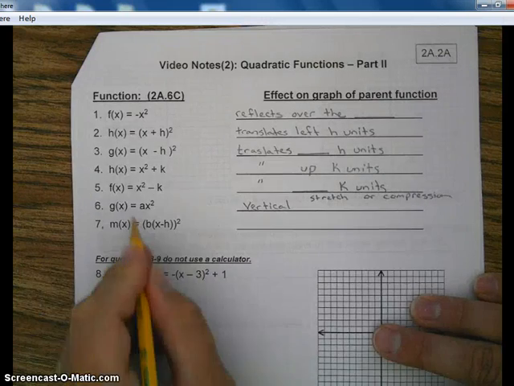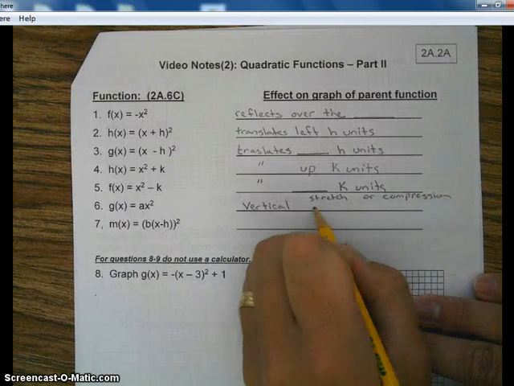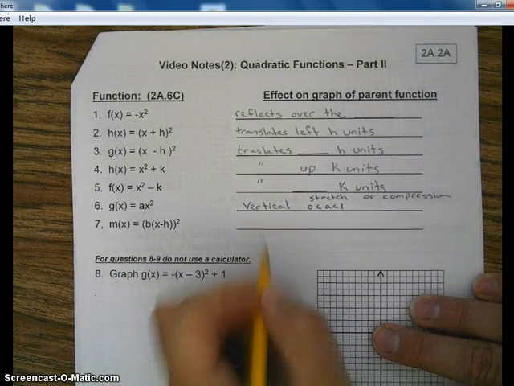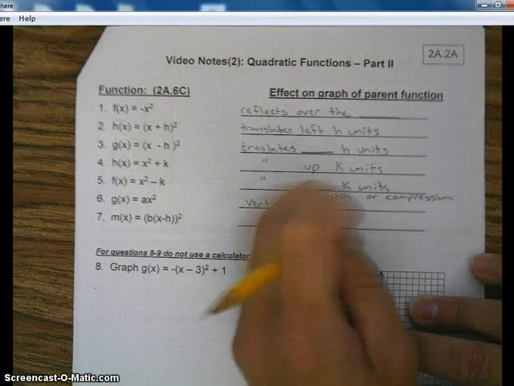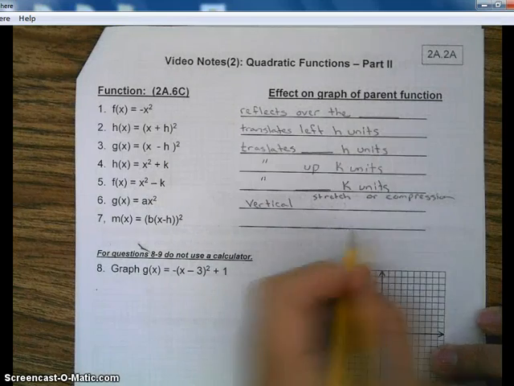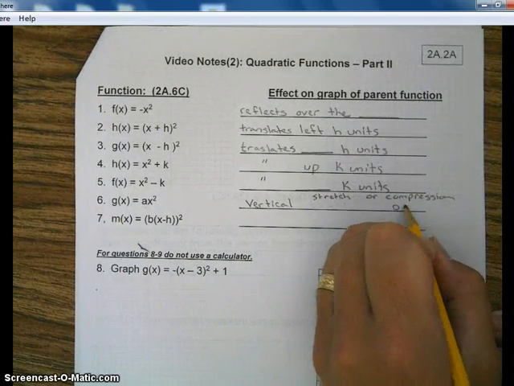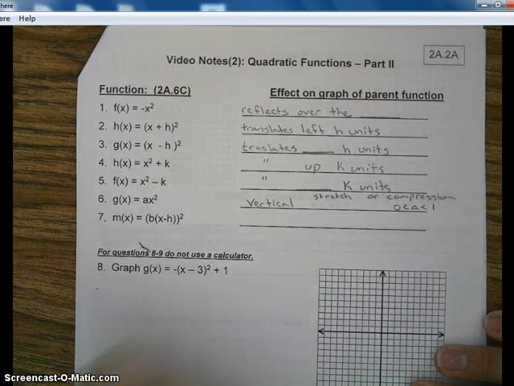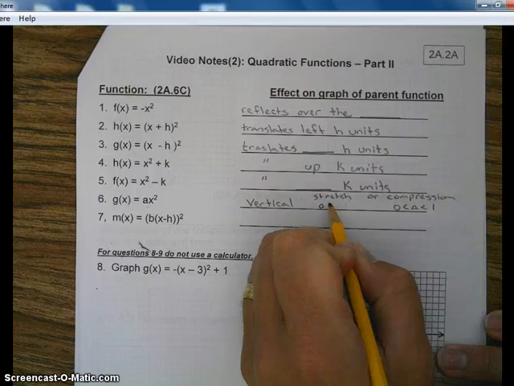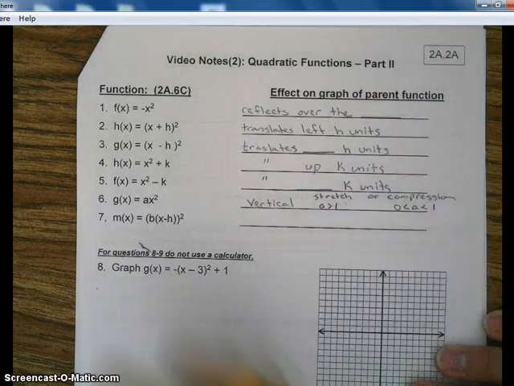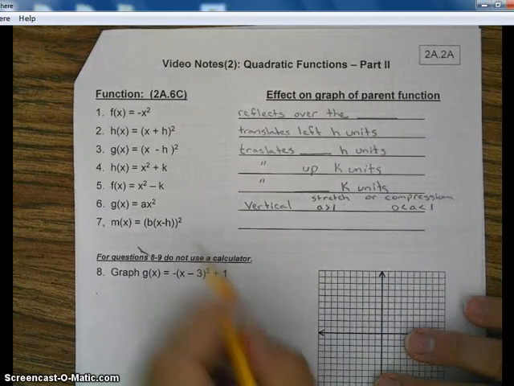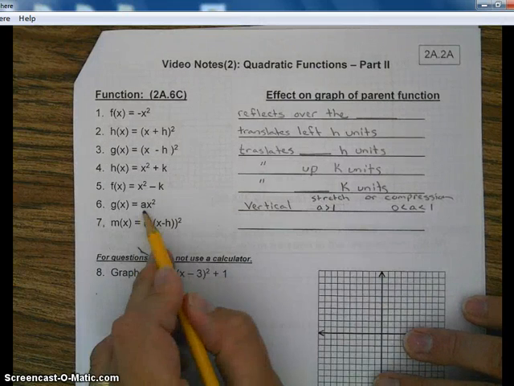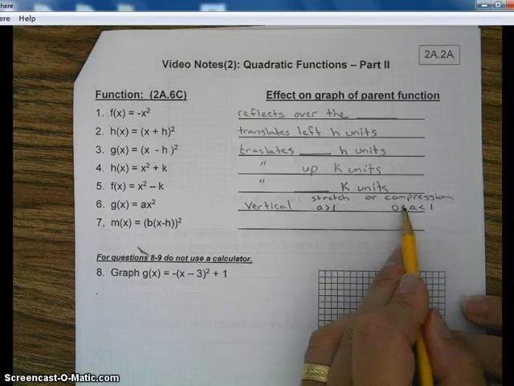And the rule is, if A is somewhere between 0 and 1, I did that wrong. Got that backwards. Pretend I didn't say that. That's over here. If A is between 0 and 1, we have a compression. And if A is greater than 1, we have a stretch. Okay, whatever that number is. So if it's a 5, it's a vertical stretch. If it's 1/5, it would be a vertical compression.